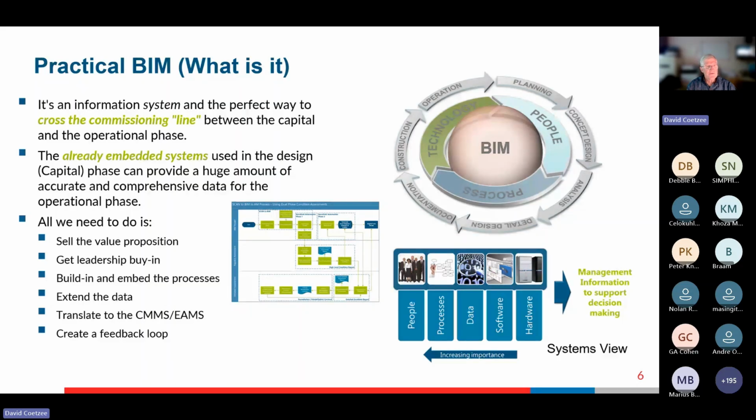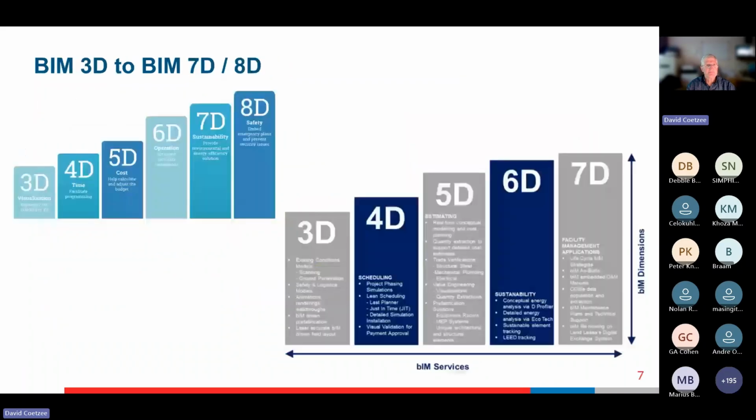So those of you who are familiar with ISO, any ISO standard is built on the Deming cycle, which is plan, do, check, act. And the whole concept behind that is you plan to do something, you do it, you evaluate what you've done, and then you carry out actions to improve that cycle going forward. So that's your continual improvement process.